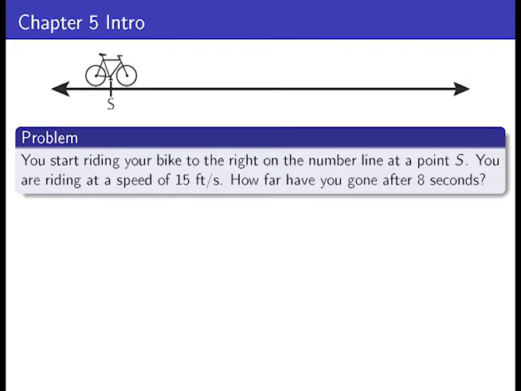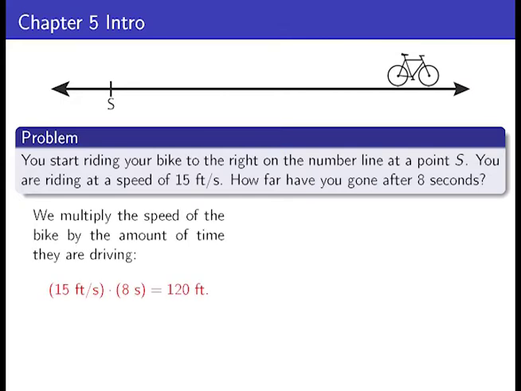You're riding a bicycle starting at some place S, and you're riding it to the right on the number line. And you're going 15 feet per second. So the question we want to answer is, how far have you gone after 8 seconds? I'm sure we've all done a problem like this stuck in traffic, but let's just do it together really quickly just to make sure we know the basics. We're going 15 feet per second and we're traveling for 8 seconds, so we've gone a total of 15 times 8 or 120 feet.